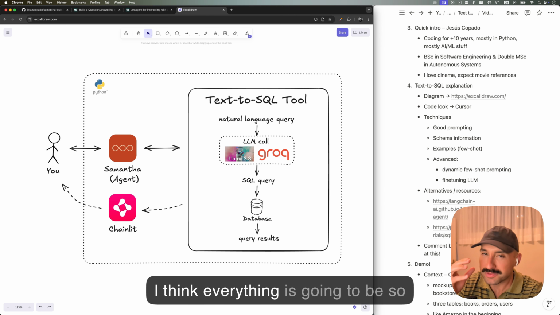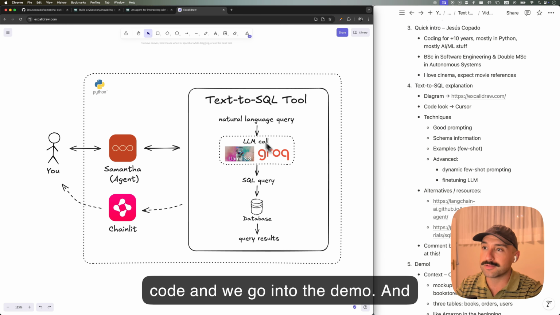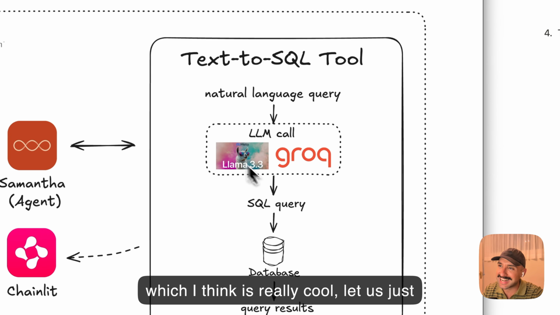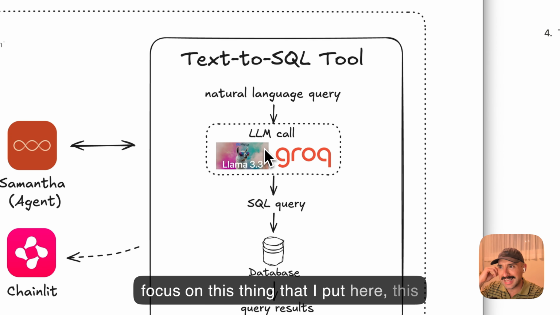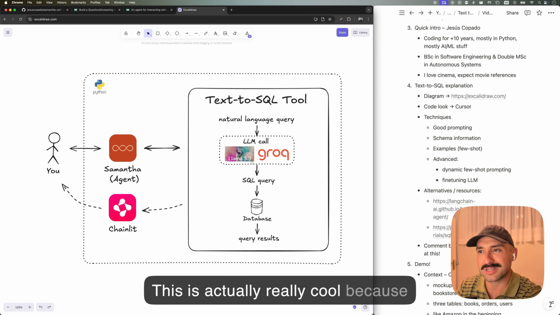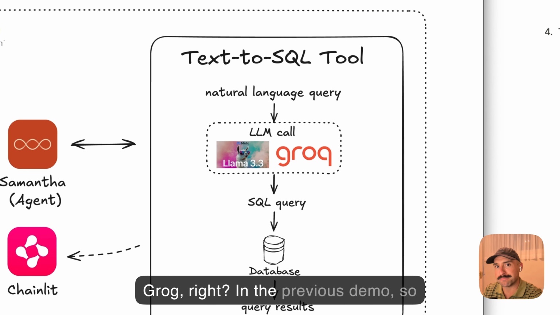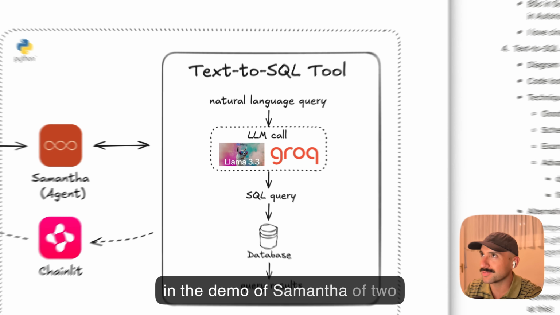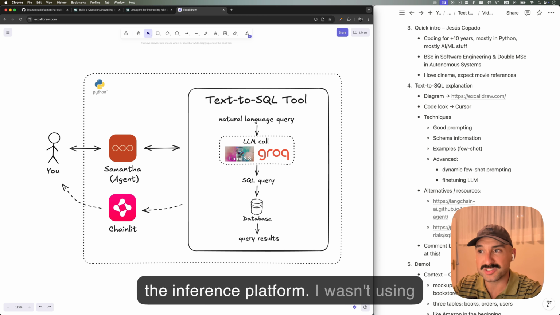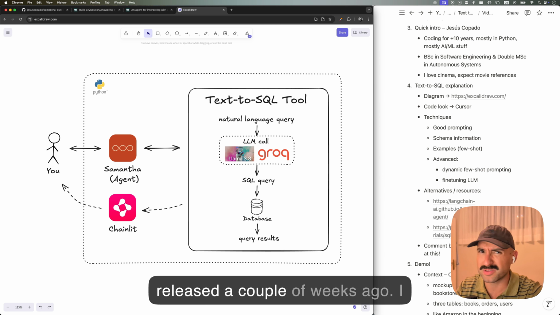I think everything is going to be so much more clear when we go into the code and into the demo. But just before I leave this diagram, which I think is really cool, let us just focus on this thing that I put here, this LLM call. I think this is really cool, because I'm using the Llama 3.3 model on Groq, right? In the previous demo, the demo of Samantha of 2 months ago, I was also using Groq as the inference platform, but I wasn't using Llama 3.3, because it was released only a couple of weeks ago.